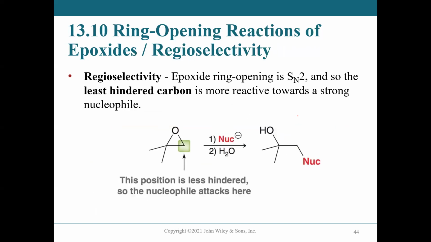Regioselectivity on the epoxide ring opening is SN2, and so the least hindered carbon is more reactive towards a strong nucleophile. You can see that right here. This position is less hindered, so the nucleophile attacks here. You can only imagine this having some hindrance right here, therefore it's not going to go there. It's going to preferably go there. There's less stuff that gets in its way.